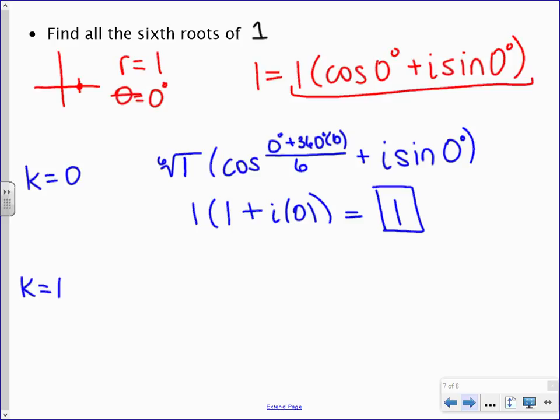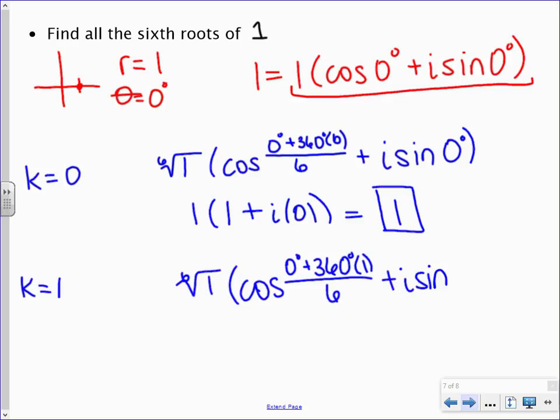Now we're going to move on to k equals 1. So same process. We have the 6th root of r. But now our angle is going to be our original angle 0 plus 360 times 1 over 6. We take 0 plus 360 times 1 and divide that by 6. What angle do we get? 60 degrees.